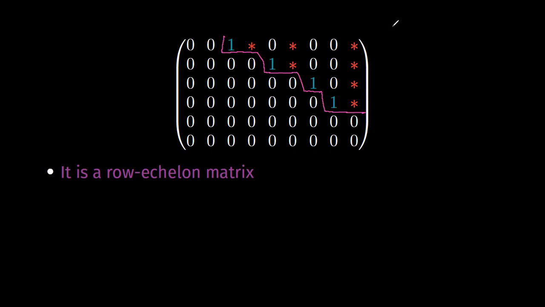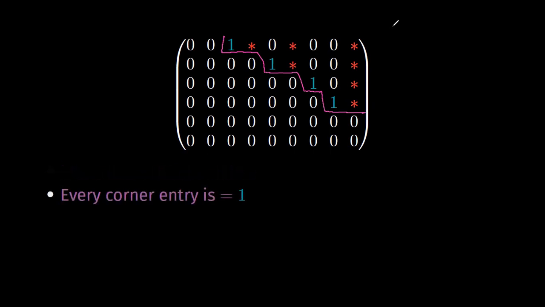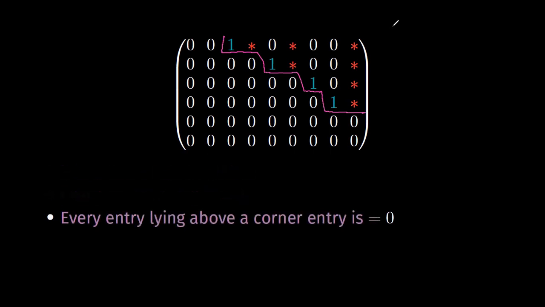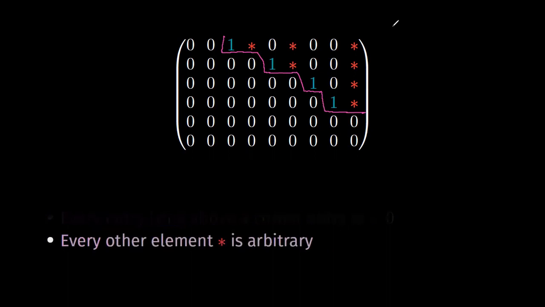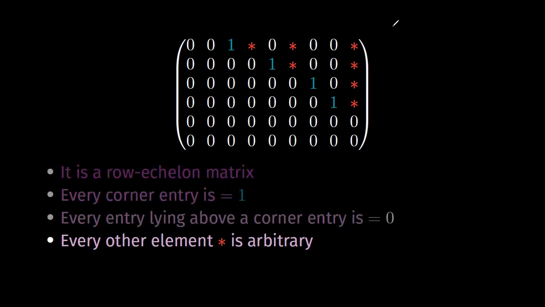However, now every element in the corner should be equal to 1. And also, every element lying above each of these corners is necessarily equal to 0. And all the other elements, here denoted by a red star, can be arbitrary, as we already said. That means that any number is allowed, 0 or different from 0. It doesn't matter. And here we have the 4 properties altogether.